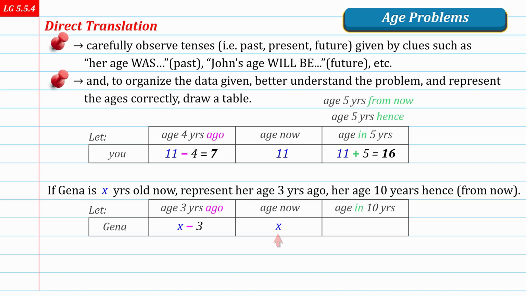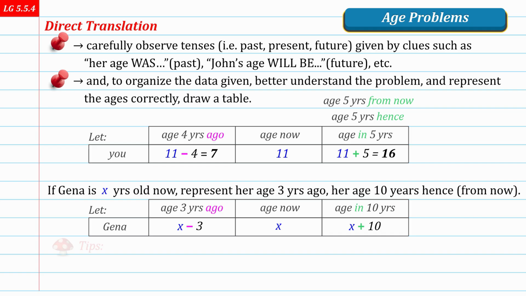Now, what if we're looking for her age 10 years hence? Pwede rin nating sabihin 10 years from now, or maybe we can state it as in 10 years, what will be her age? Again, what we need as the basis is her age now, which is X. So it will be in the future. We therefore add 10 to her present age. Therefore, we can represent her age 10 years hence as X plus 10.